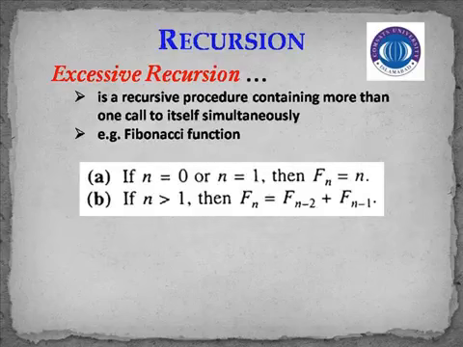Dear students, excessive recursion is a recursive procedure containing more than one call to itself simultaneously. A very well-known example of such a recursion is the Fibonacci function. This function is defined recursively in this slide.